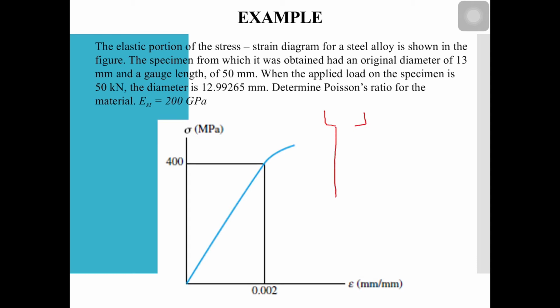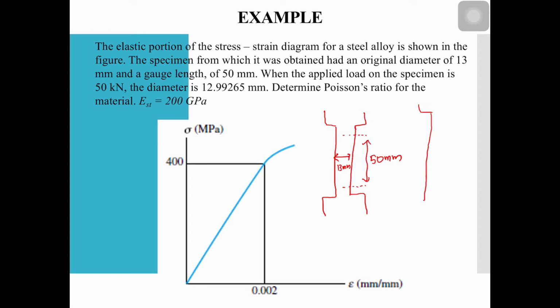Right, we have a specimen like this. This is the standard shape of the specimen. The gauge length is measured somewhere here. It's 50 mm, and then the diameter here is 13 mm. And then a load of 50 kilonewton is applied.